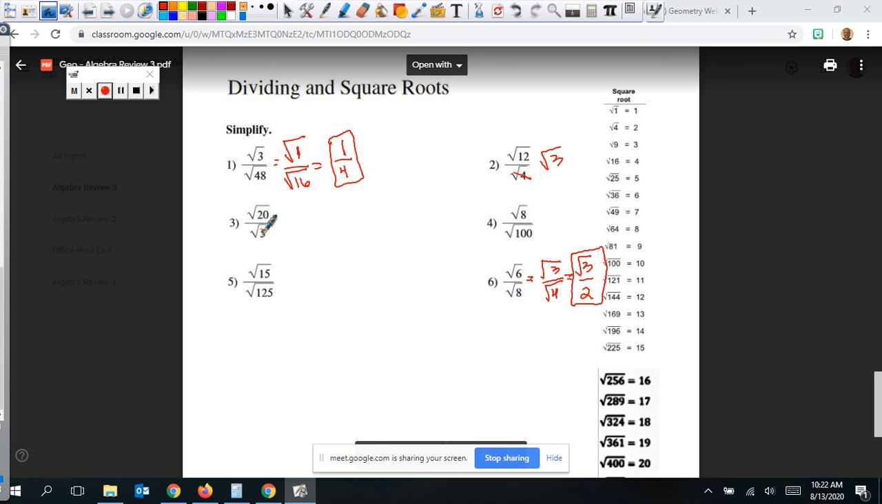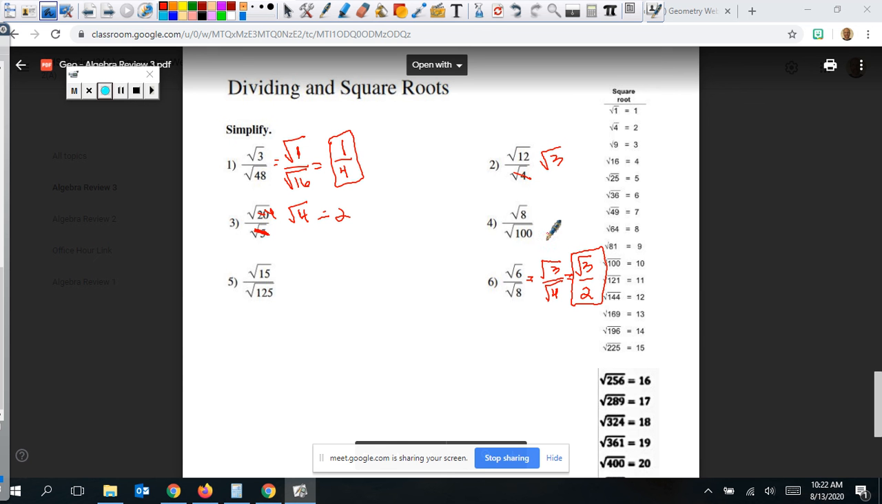Now on this one, 5 goes into 20 right here 4 times. And so they have a square root of 4 left on that one, and you don't have any fraction anymore. That's completely gone. And so that's just going to end up being 2 for number 3. The answer is just a 2.